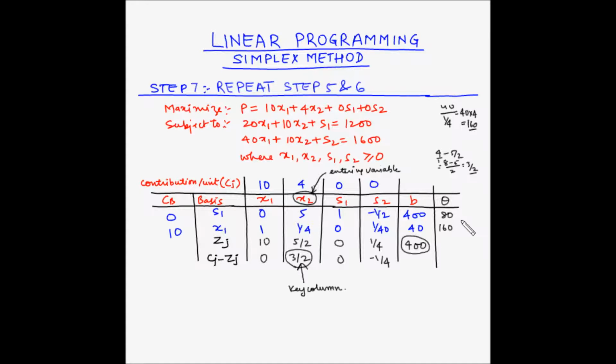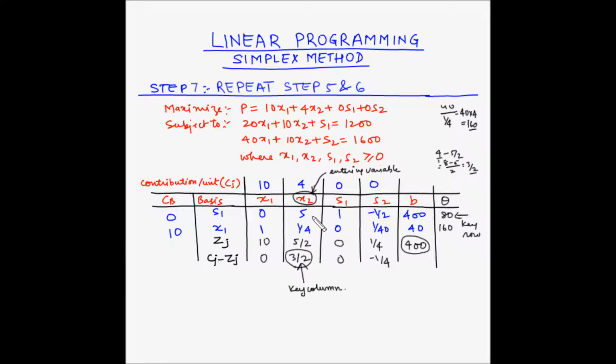The next step is to mark the row containing the minimum non-negative ratio. 0 is also considered as non-negative. So which is the minimum? This is the minimum, 80. So this becomes our key row. So we have a key column and we have a key row.